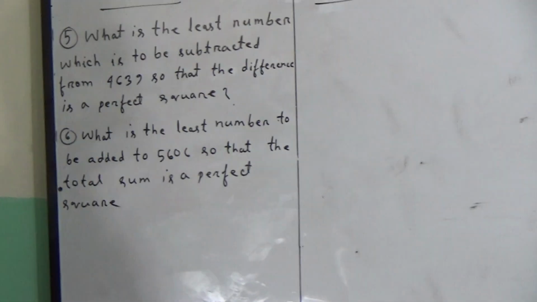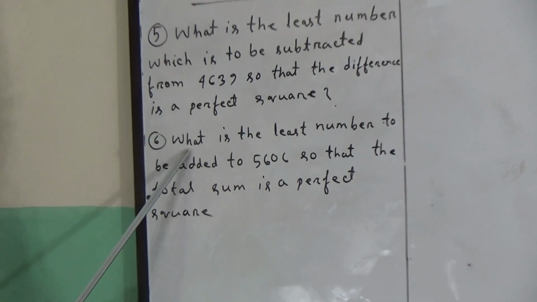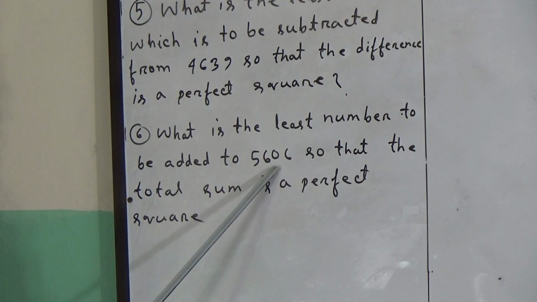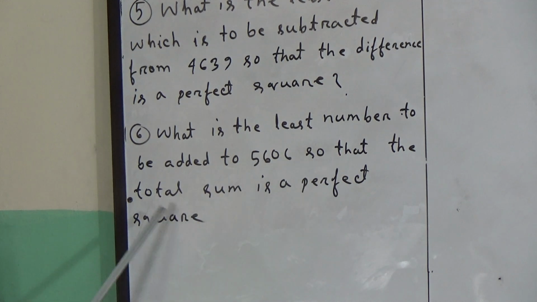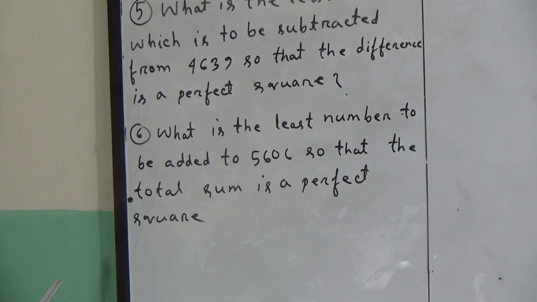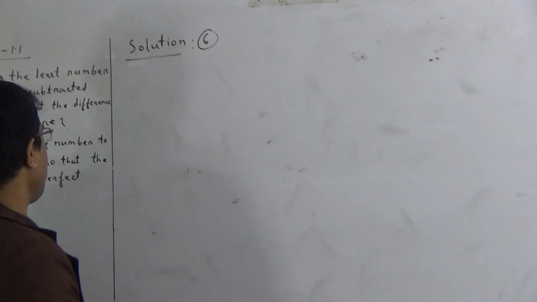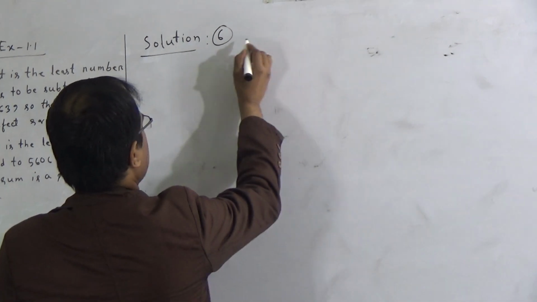Here the question of number 6 is, what is the least number to be added to 5606 so that the total sum is a perfect square? Here the number is not a perfect square. We have to add a least number so that the number will be converted into a perfect square. Now the question is, which number is to be added with it to convert it into a perfect square number. At first we will try to find out the square root of 5606.